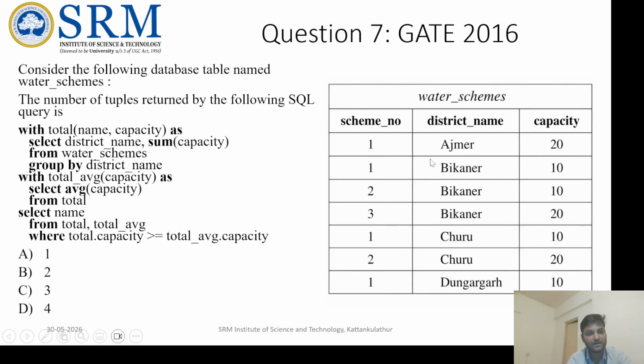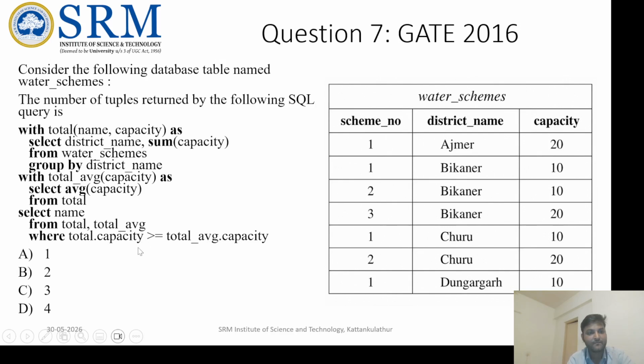So we have been given only one table, and now a rename operator is there. Total, with name and capacity, is the rename operator alias, and the query will return the same attributes, name and capacity. Obviously some operation like sum is here. Then again another rename operator, and the table name is total_AVG, average capacity, only one attribute: select AVG capacity from total. Then the main query: select name from total, total_AVG where total.capacity greater than total_AVG.capacity.